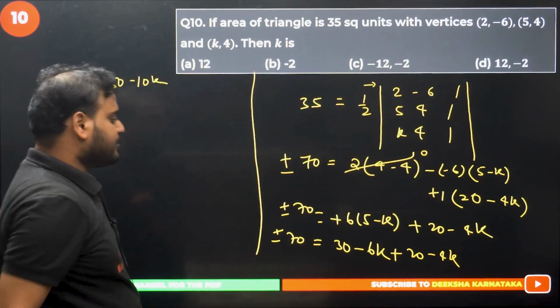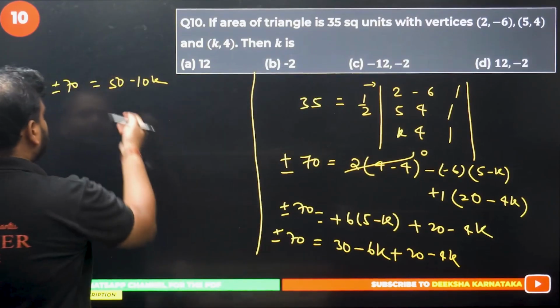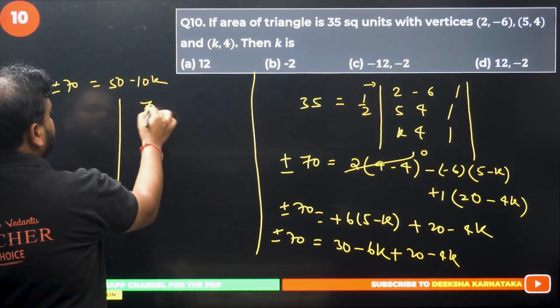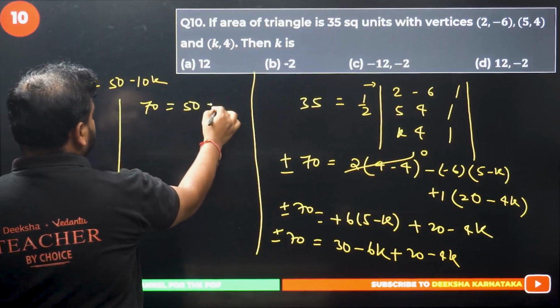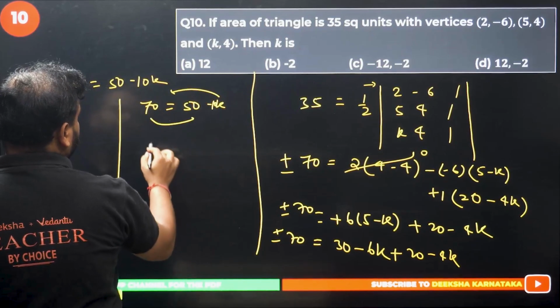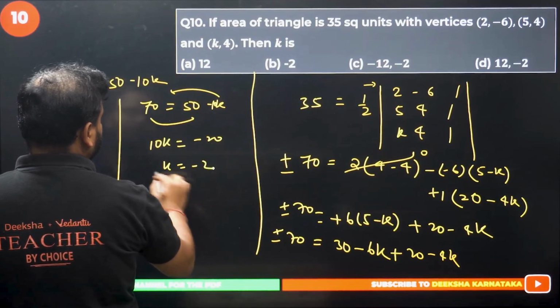50 minus 30 plus 20 is 50. Minus 6 minus 4 is minus 10. Okay, so 50 minus 10k. So we have two conditions over here with the plus sign and minus sign. 70 equals 50 minus 10k. This side, I get 10k equals minus 20, k equals minus 2.